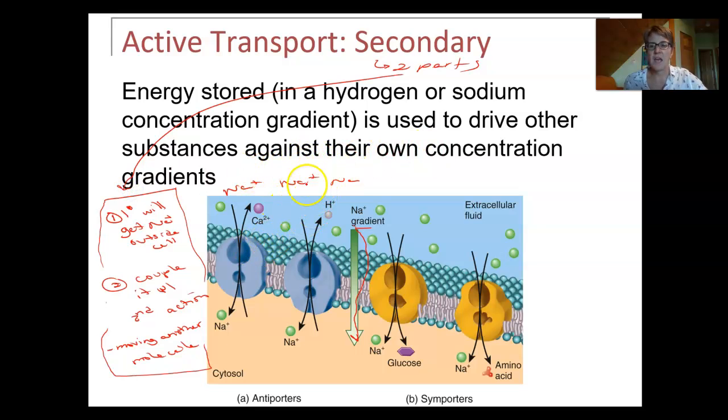Because I'm then going to let sodium do what it wants to do, it's going to force another ion against its concentration gradient. So antiporter means that as sodium is coming in, the other guy is moving out, so it's in opposite directions.